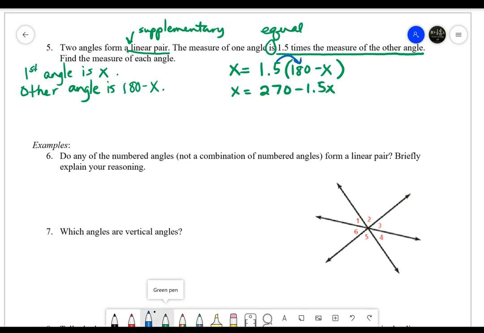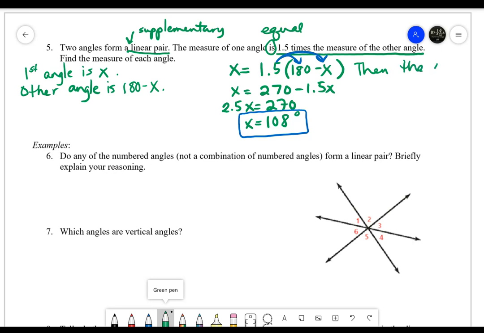I'm going to add 1.5x to both sides. I get 2.5x. I'm going to divide both sides by 2.5, and I get x equals 108 degrees. Now, if x is 108 degrees, then what's the other angle? Then the other angle is 180 minus 108, and that's 72 degrees.